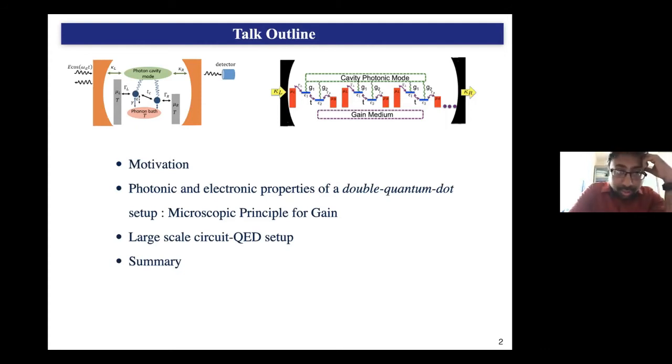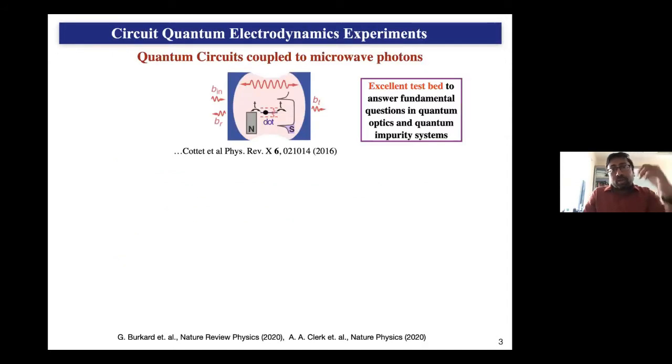In particular, from the practical aspects, with this type of devices one tries to realize a photon amplifier or a laser. So in this region, the quantum dot region, these are essentially a maser, and we'd like to understand how you can get that behavior out of these small systems. Then we'll see what one can say about large scale circuit QED setups, and then I'll try to summarize my talk. So what is this CQED, or circuit quantum electrodynamics?